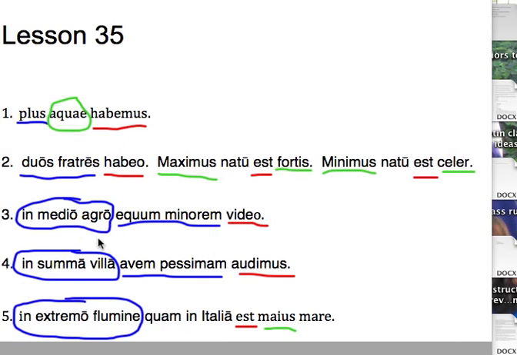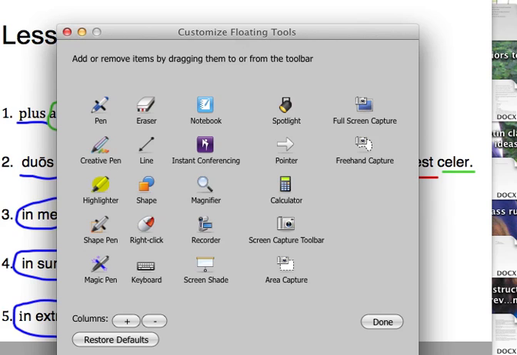Okay, discipuli. So in this one we have in extremo flumina as our prepositional phrase. We have est, and then we have maius mare as our nominatives. Okay, and this is a tricky sentence.